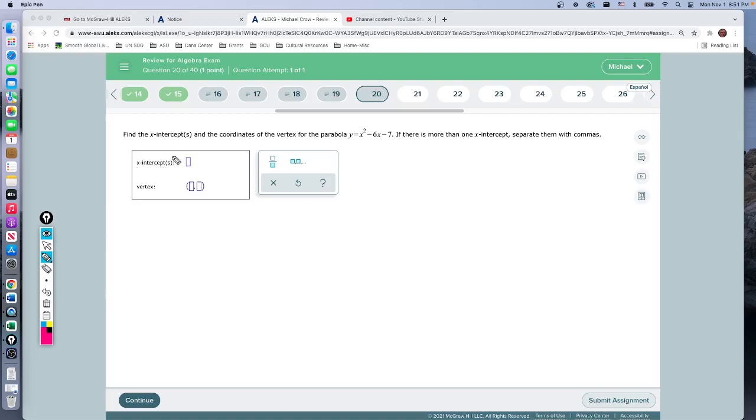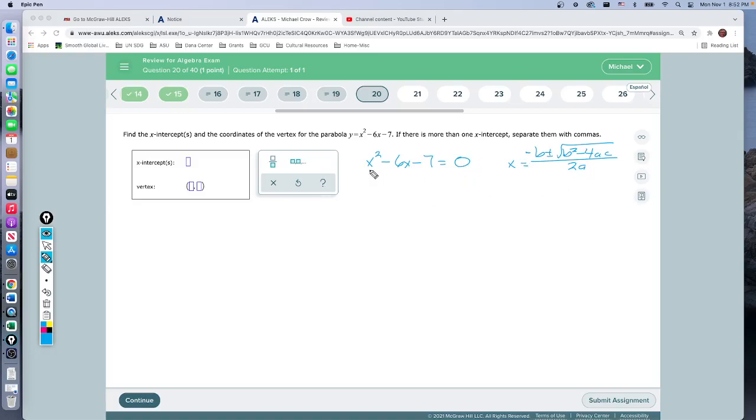So first, x-intercepts, that's the place where y equals 0. Let's go with blue. What we need is where this quadratic x squared minus 6x minus 7 is equal to 0. Now you could use the quadratic formula, x equals minus b plus or minus the square root of b squared minus 4ac, over 2a. That will give you the x-intercepts, the x coordinates. Remember, the y coordinates are always 0 for x-intercepts.